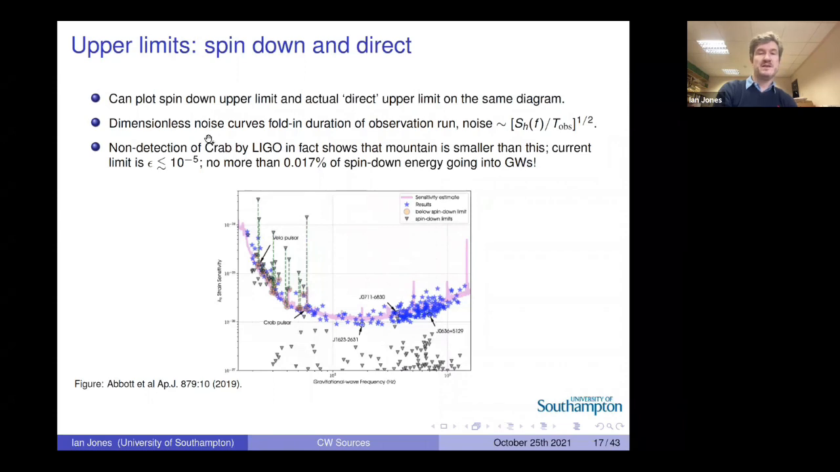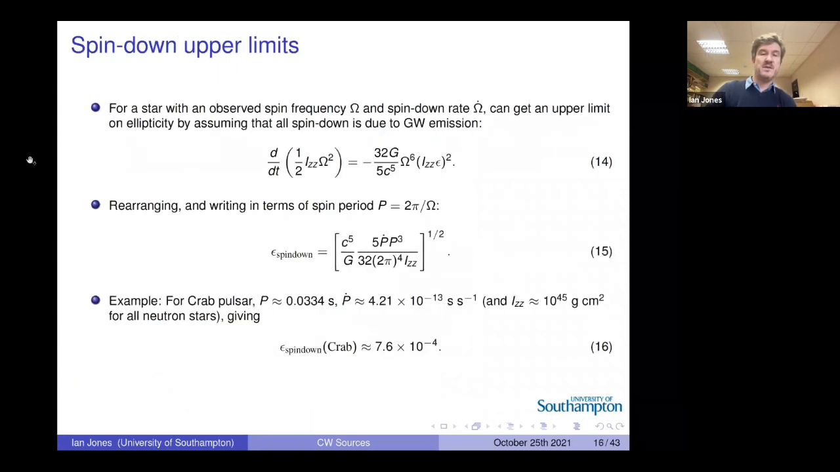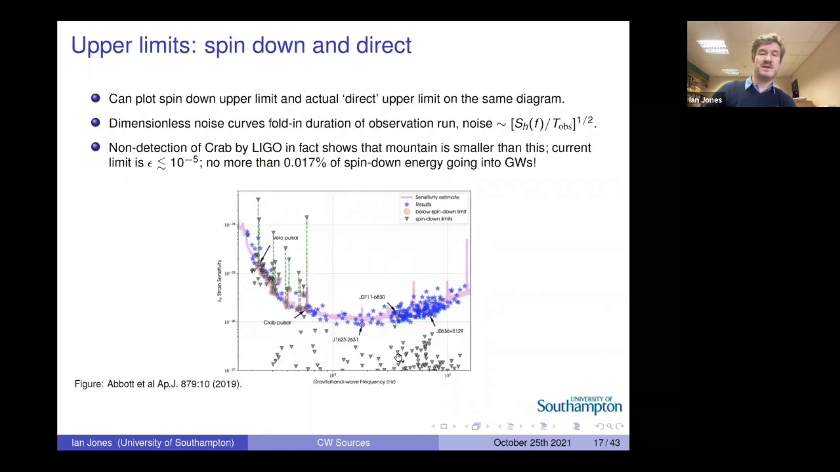You can put this in different ways. So this non-detection of the Crab by LIGO and Virgo shows that the mountain is smaller than that. If I go back a slide, the mountain is smaller than this spin down upper limit of 7.6 times 10 to the minus 4. In fact, the best upper limit now is about 10 to the minus 5, which in terms of energetics corresponds to no more than 0.017% of the Crab spin down energy going into gravitational waves.